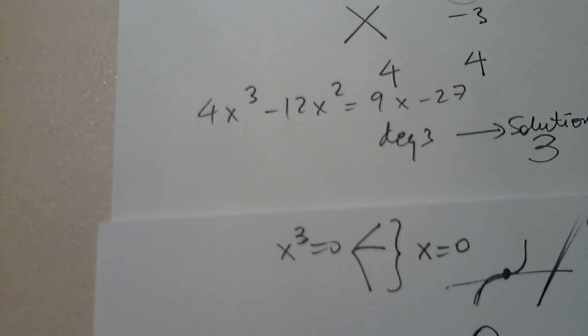So I really wanted everyone to say, move everything to one side. I can't handle anything like this that is split left and right. So I have to have 4x cubed minus 12x squared minus 9x plus 27 equals 0. Now what? It's a polynomial. It's like a quadratic. Quadratics have to be set equal to 0, unless we take the square root and so on. But in general. So what do we do now?